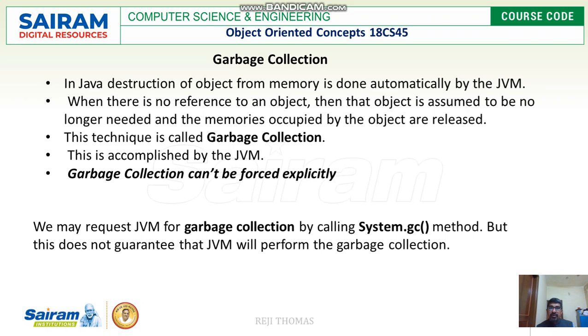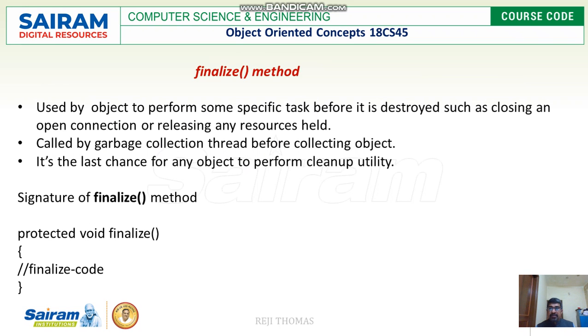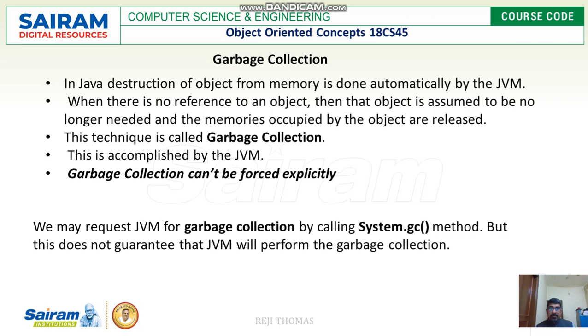When there is no reference to an object, then that object is assumed to be no longer needed, and the memory occupied by the object is going to be released. This is done by the JVM. We need not do this explicitly, so we should remember that. Garbage collection cannot be forced explicitly. If you want to do it, we can use a method called system.gc. There is a method in System, and the method name is gc. But still, this does not guarantee that the JVM is going to perform this.